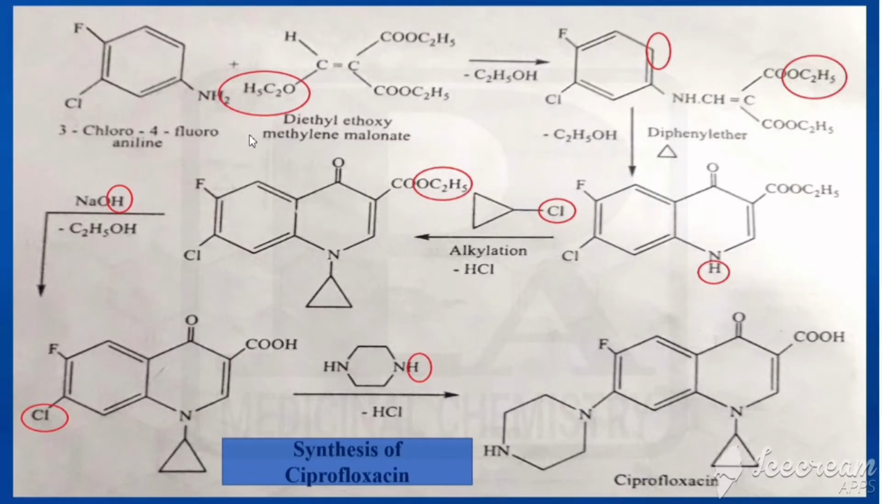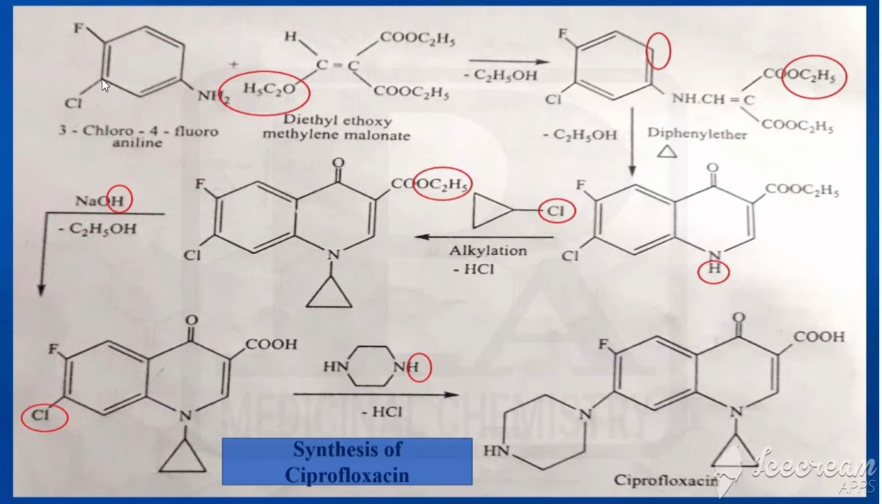Dear students, in this class we are going to see the synthesis of ciprofloxacin. For that we are taking the starting material as this one. Without chlorine and fluorine, it can be called aniline, a benzene ring with NH2. So the numbering starts from here: 1, 2, 3, 4, 5, 6.